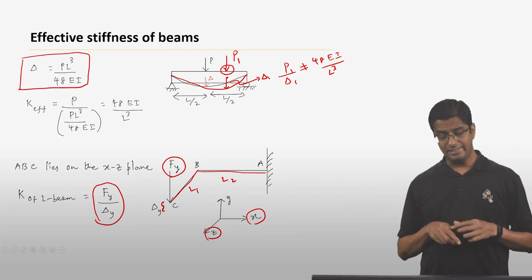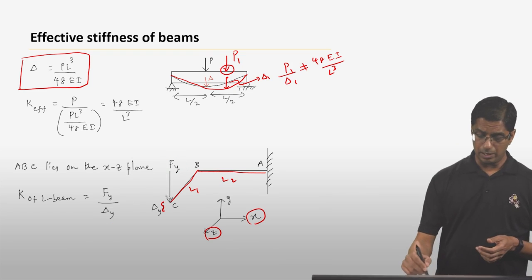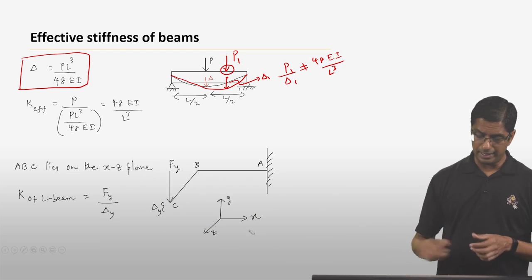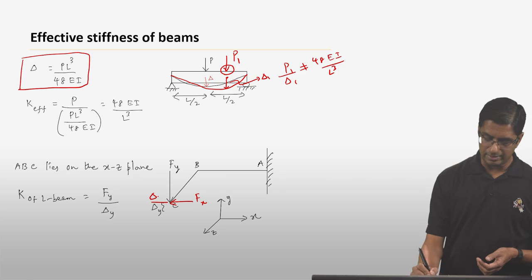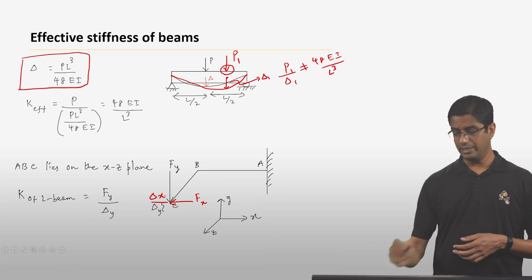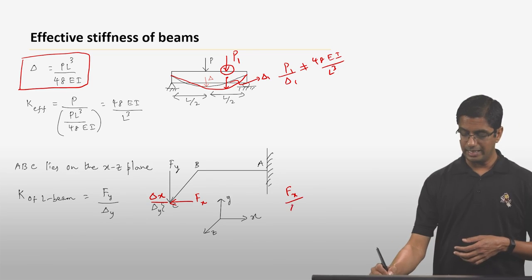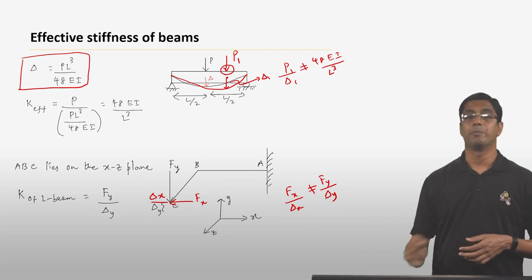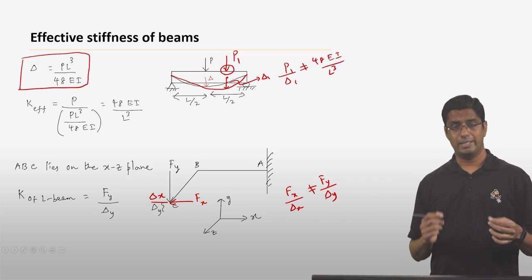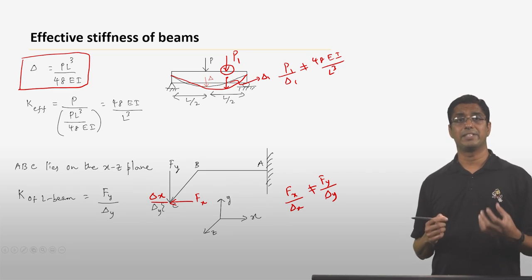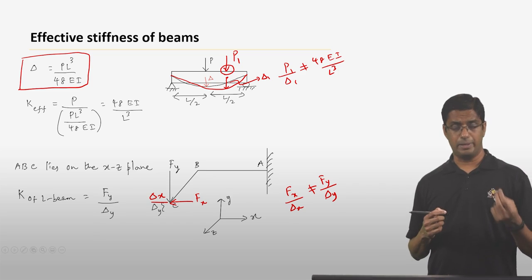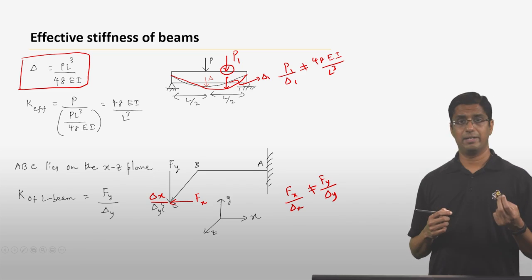Now, if you take the same beam, and now if you apply a force, say in the x direction, you will get some deflection delta x. You can be pretty sure that this Fx by delta x will not be equal to Fy divided by delta y in most cases. Again, what it's telling you is that the deflection or the stiffness is defined with respect to a particular point and a particular direction.